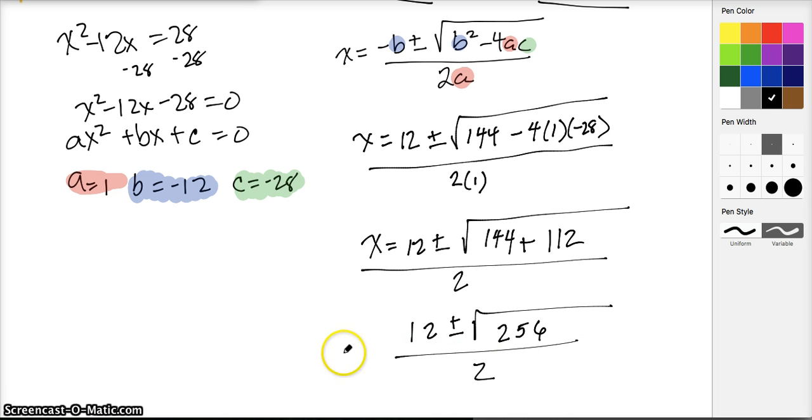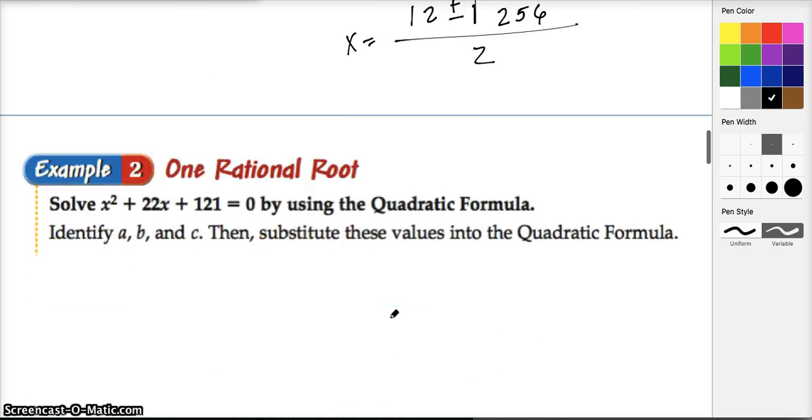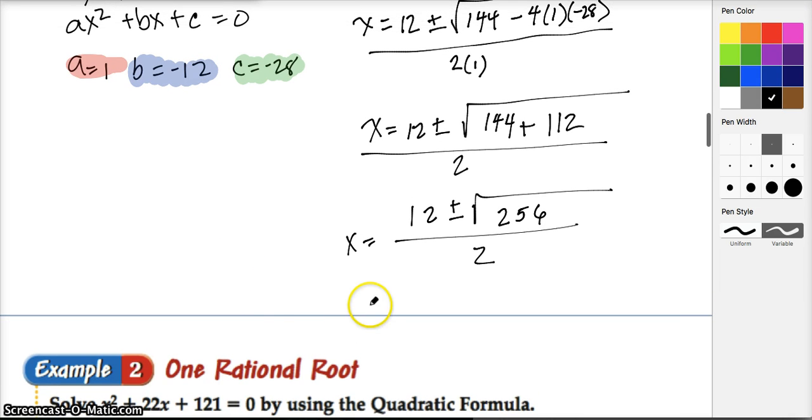And then we have that over 2, and here's where we're getting our two answers from. Let me not get ahead of myself. So x is equal to 12 plus or minus 16 over 2. These are two rational answers, meaning two real number rational answers, numbers that I can write as fractions. 12 plus 16 gives me 28 over 2, and 12 minus 16 gives me negative 4 over 2. So my two possible answers are 14 and negative 2.